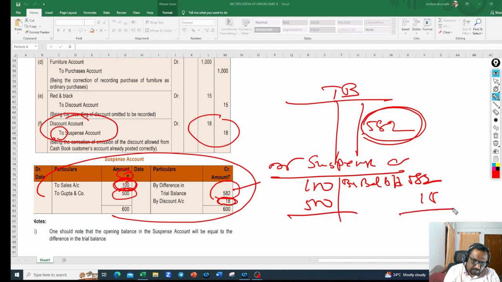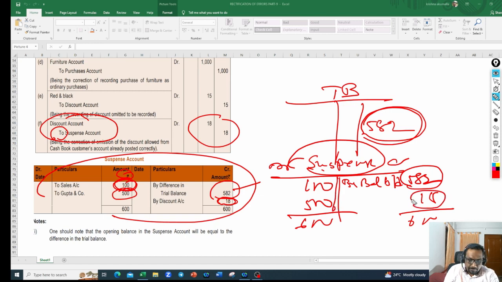Now you total it, 600, 600. Did you get any closing balance in suspense account? No. Since you did not get closing balance, what happened to your suspense account? Opening balance was 582. These three entries are rectified. Because these three entries are rectified, your suspense account got tallied. There is no balance in suspense account after posting these rectification entries, and your suspense account is zero balance now. Your suspense account is having zero balance. That is how the suspense account has to be rectified.